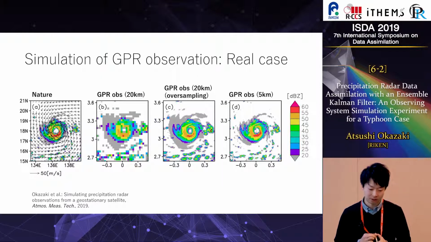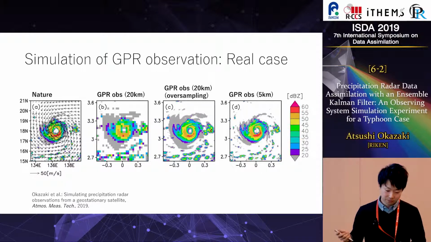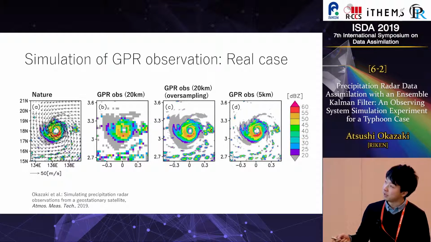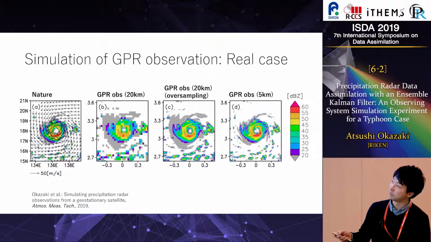Then we next examine the real case for Typhoon. These figures show the precipitation reflectivity. This is the nature run, this is the case with 20 kilometer beam resolution, and this is the case with 20 kilometer beam resolution but the sampling span is 5 kilometer, the oversampling case. And this is the 5 kilometer case. As you can see, when you use the 20 kilometer beam, the pattern is highly discretized, and when you see the gray zone, the shape of the typhoon is largely different from the nature run.